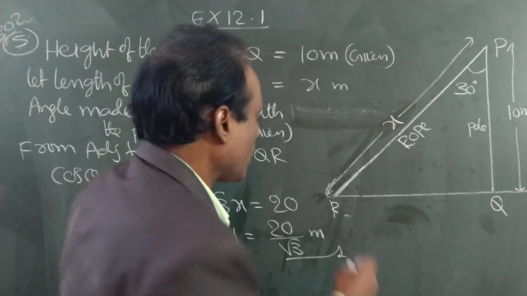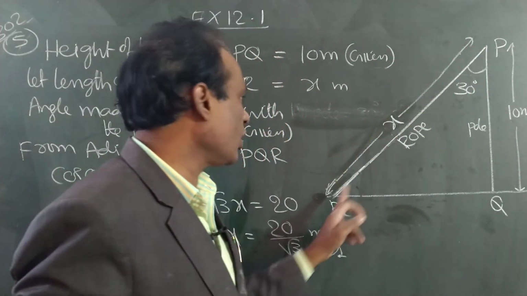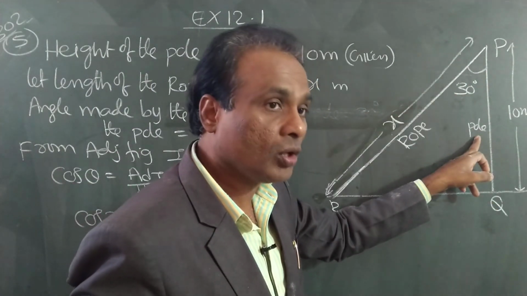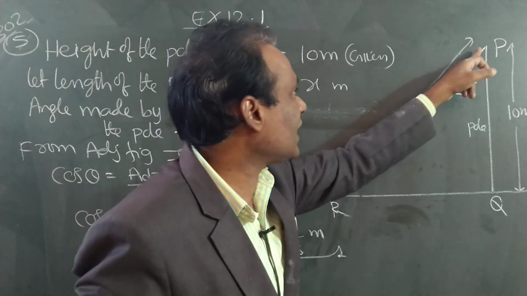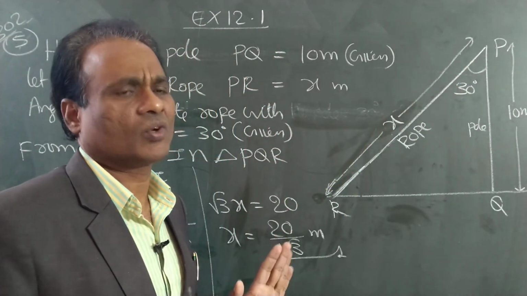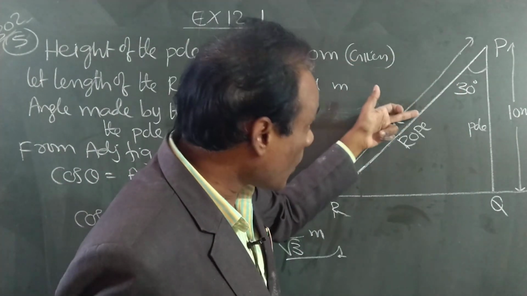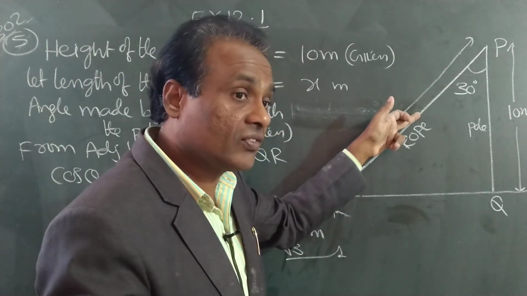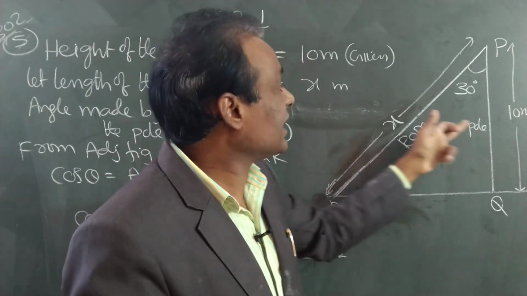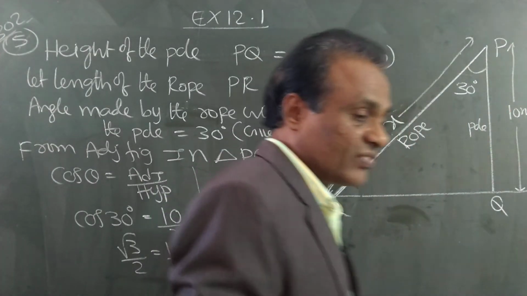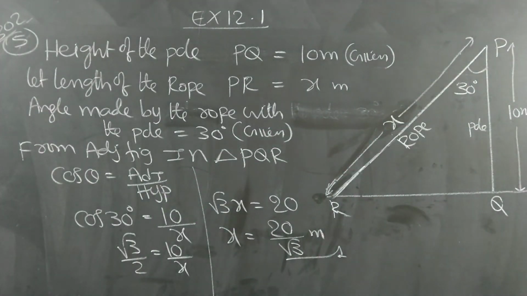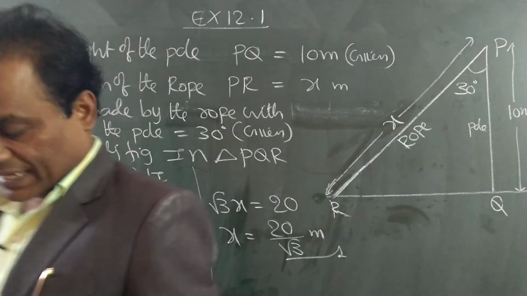This is the rope. What is the rope? PR. PR is the rope. PQ is the pole. What is the length of the rope? That is our question. Question is simple. What is this 30 degrees? You have to understand: the rope makes 30 degrees with the pole. Each rope has to make an angle of 30 degrees with the pole. That's all. What should be the length of the rope? Write down.